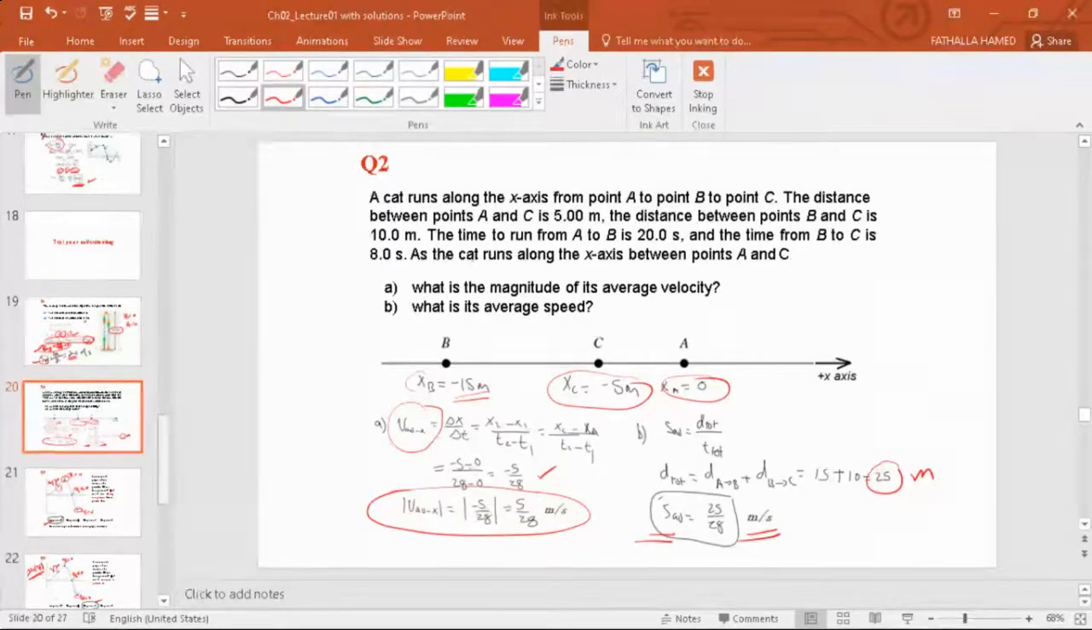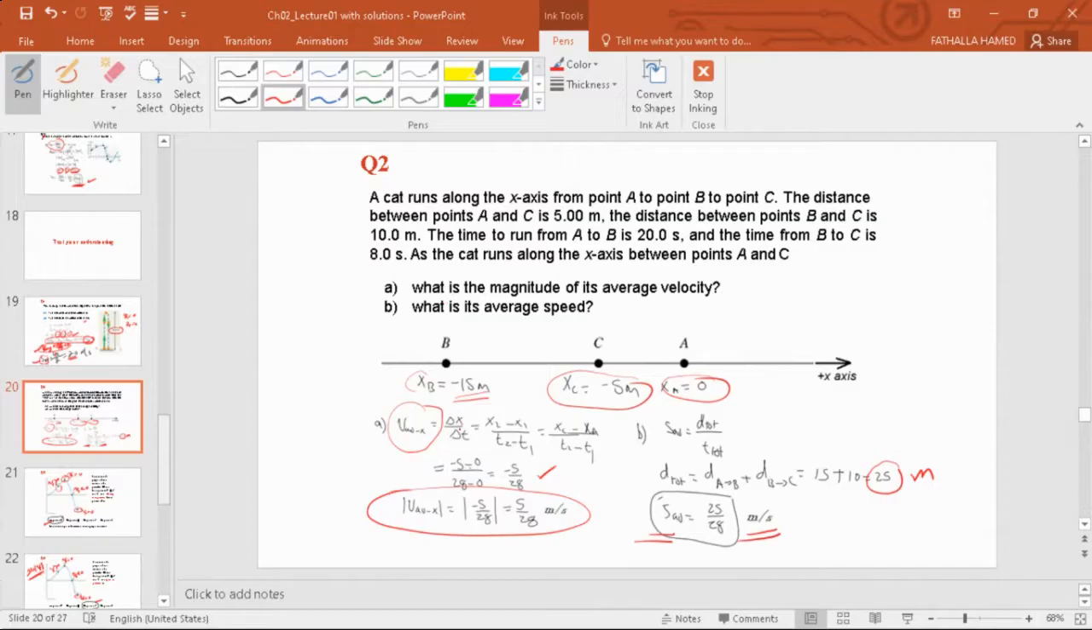Now, the time to run from A to B is 20 seconds, and the time to run from B to C is 8 seconds. So they go 20 seconds, then it comes back in 8 seconds. So in total, you have 28 seconds. What is the magnitude of its average velocity?